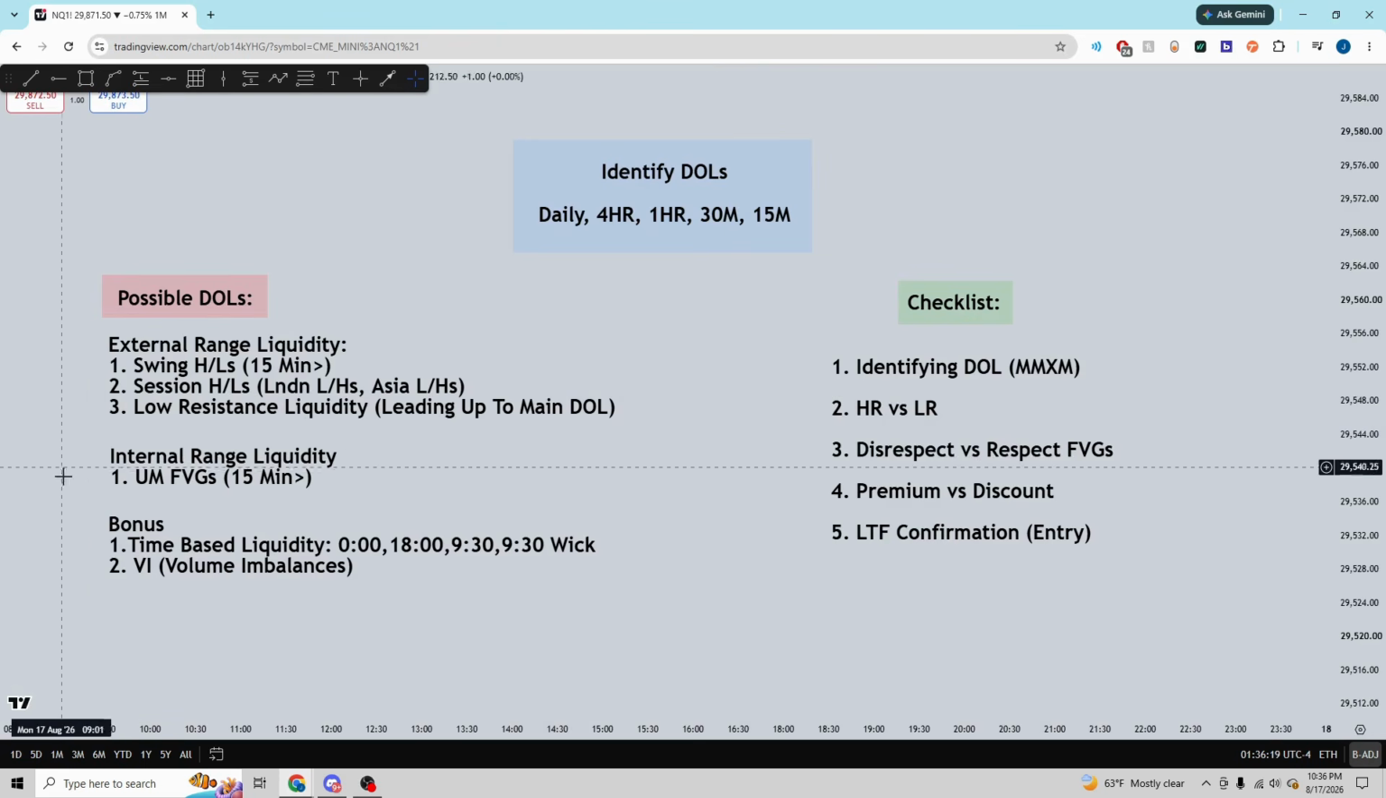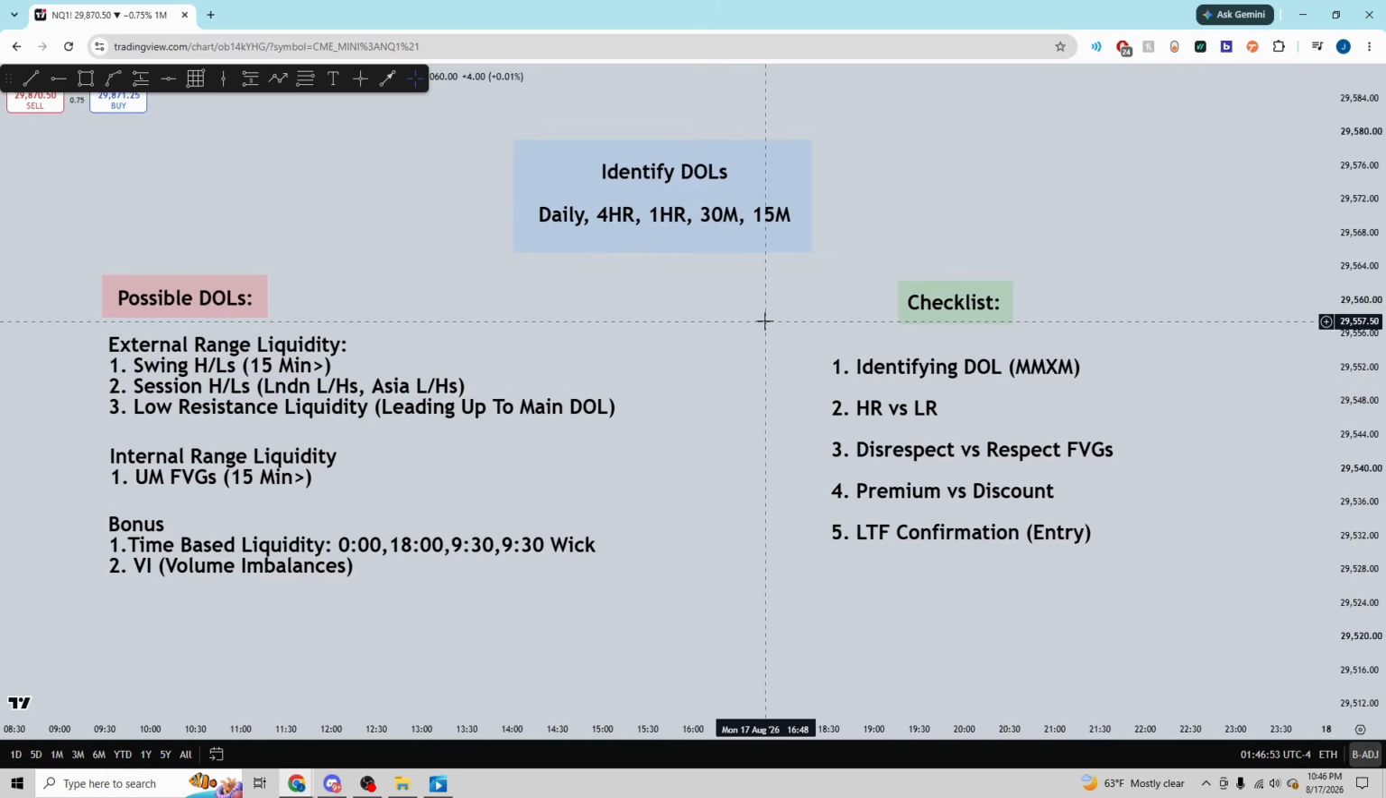For internal range liquidity, you want to identify unmitigated fair value gaps that are 15 minutes and above, and a bonus is marking out time-based liquidity, that being midnight, 18, 9:30, and the 9:30 wick. I also use volume imbalances to identify possible draws.